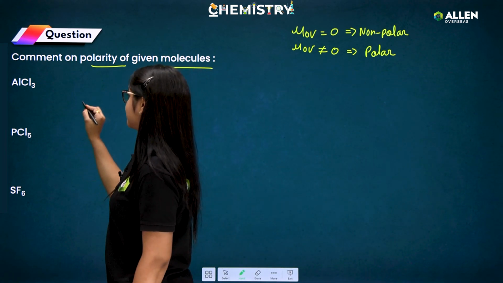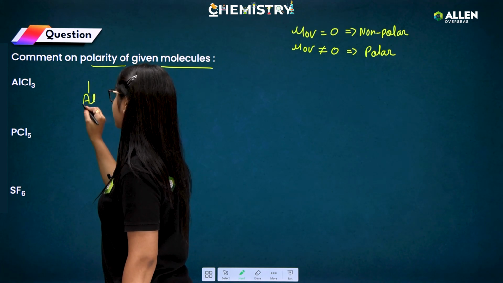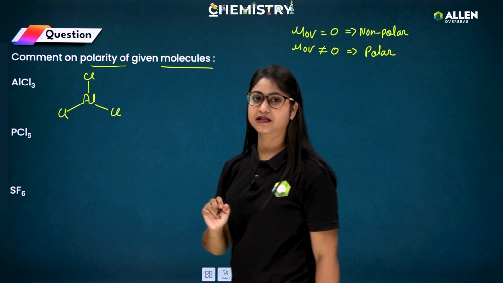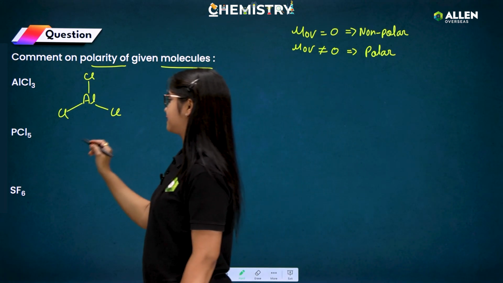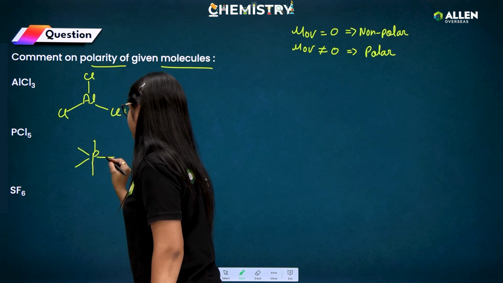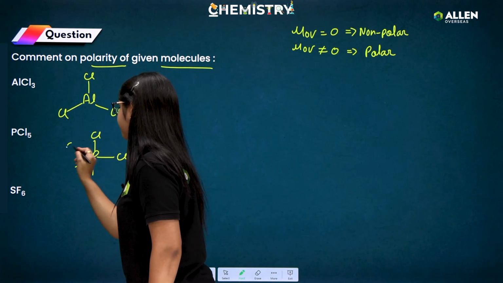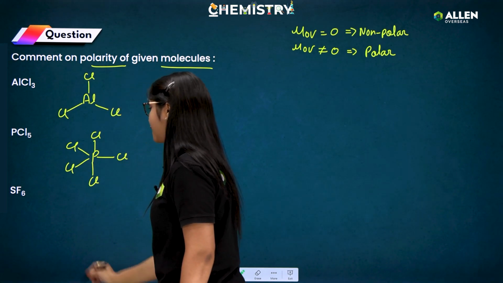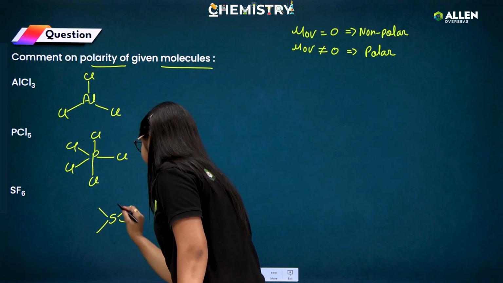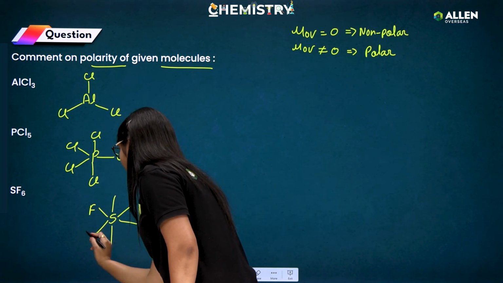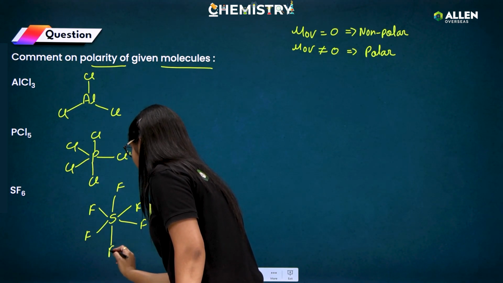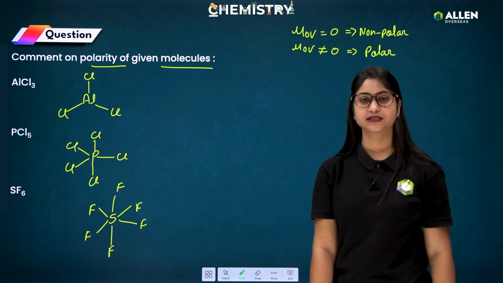You have AlCl3. So first of all, you have to make a proper structure. After making the proper structure, then only you can find out the right answer. So this is the proper structure of AlCl3. First of all, I am making all the structures of these molecules. This is PCl5, and you have SF6. SF6 is octahedral geometry, where 4 fluorines are present in the square plane, 2 are perpendicular to this square plane. Okay, this is the structure.